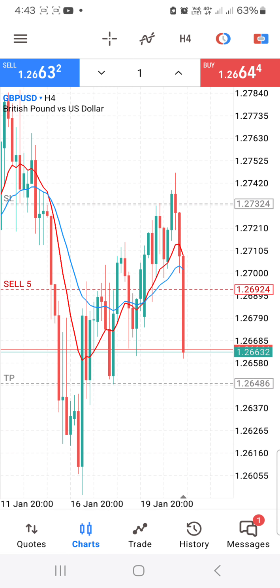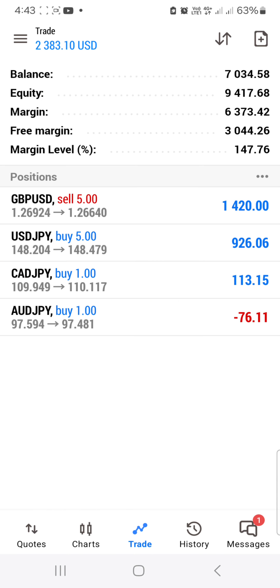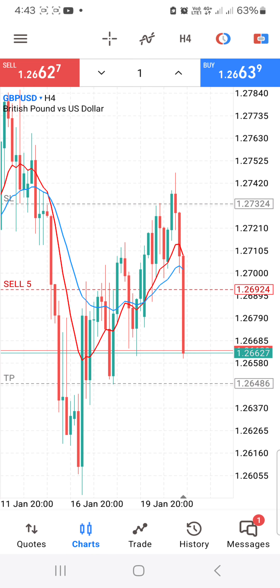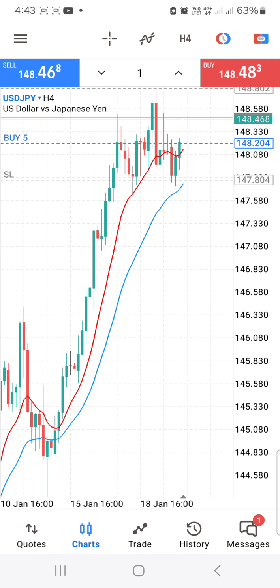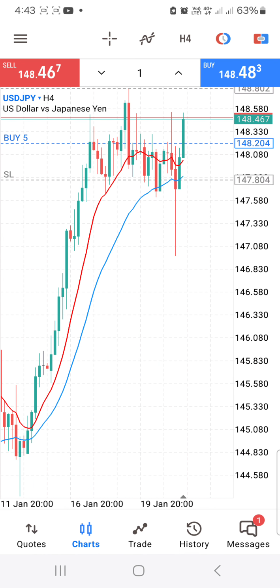Today I'm trading pounds USD, and then let me see the currency. I'm trading four different currencies. USDJPY, let's see what is happening in USDJPY. USDJPY is a buy.